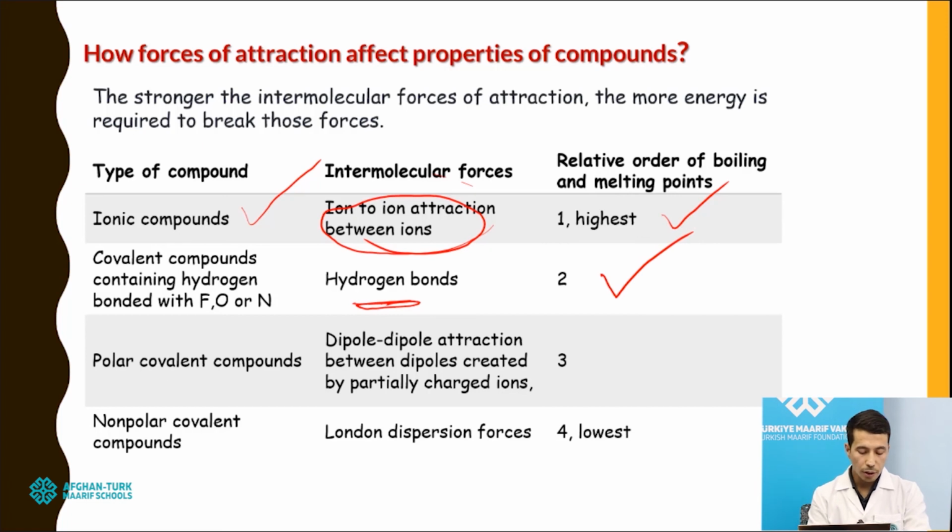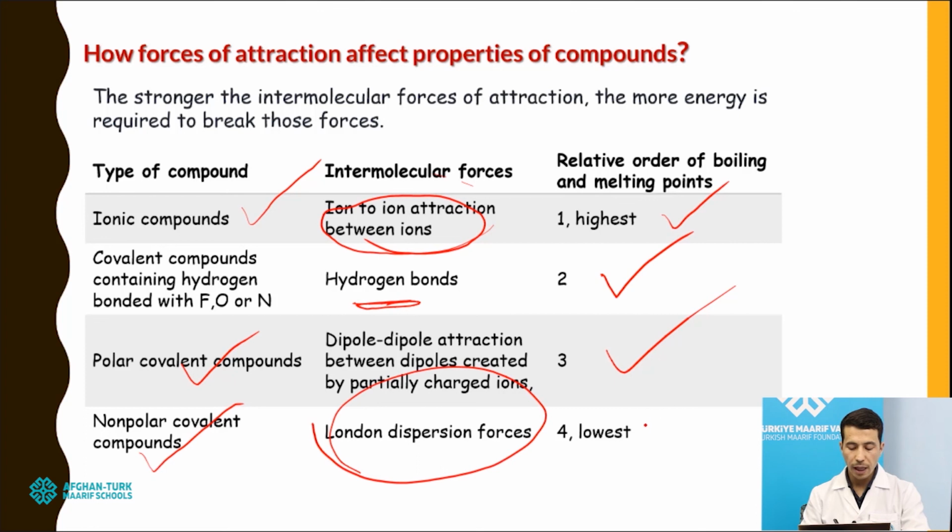The third one is polar covalent bonds. In polar covalent bonds, we know that dipole-dipole interaction is present, and according to the relative order of boiling and melting point, its number is the third. And the last one is non-polar covalent bonding, where there will be London dispersion force, and it will have the lowest relative order of boiling and melting point.